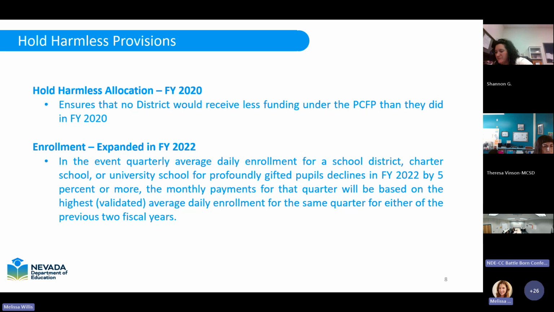So this is in the event that your average daily enrollment changes, and this is for the statewide base per pupil. It does not affect Tier 4 weighted and weighted categories, but for the statewide base, should that change by more than 5%, meaning your enrollment has declined by more than 5%, you would be paid the higher amount of your prior year's enrollment for that quarter. This is to protect your funding so that you don't have extreme fluctuation throughout the year within that statewide base.